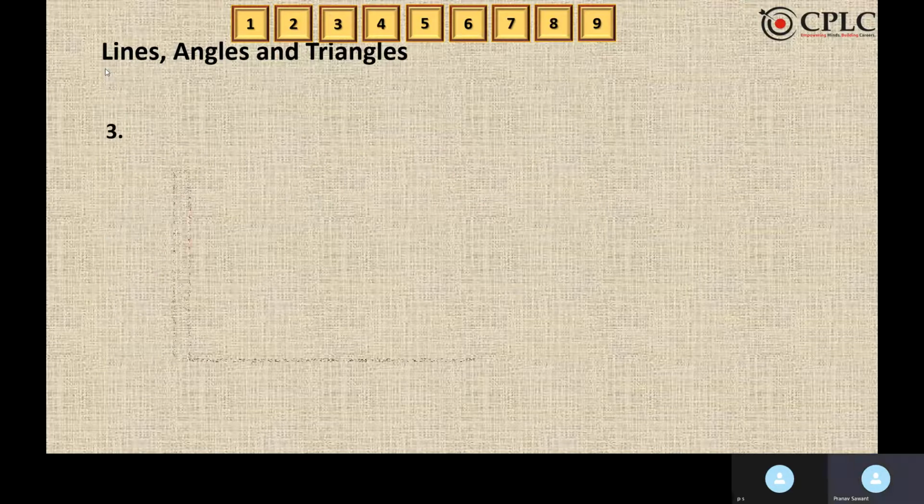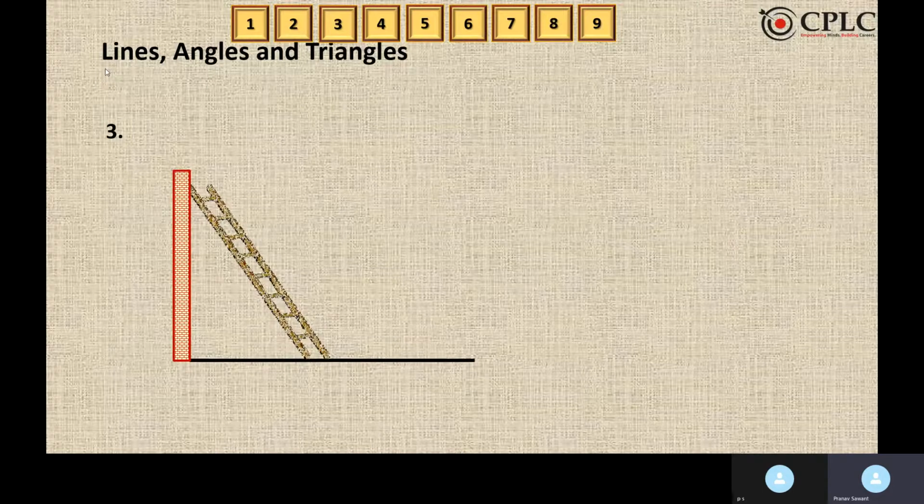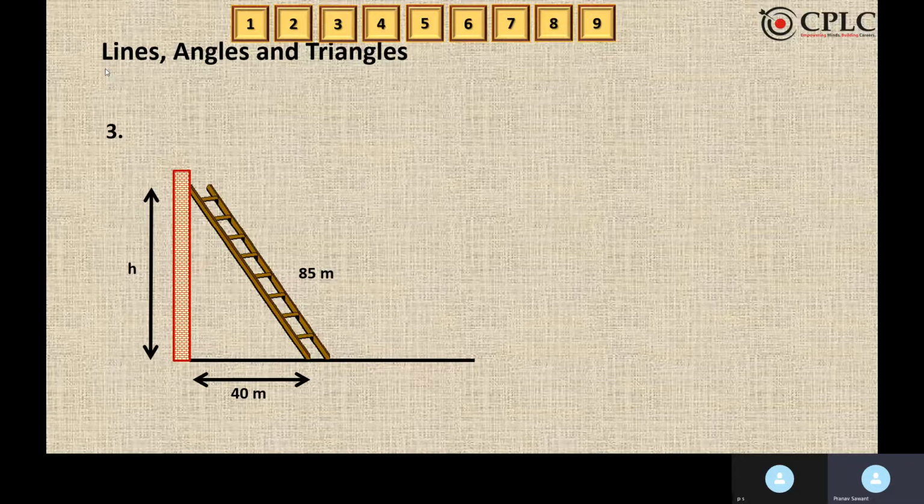Now the diagram of the wall will be in this way, and here's the ladder that is resting. It looks like a right angle triangle. So we'll obviously make use of Pythagoras theorem because it's a property of right angle triangles. Now h is not known, the ladder is known, the base is also known.